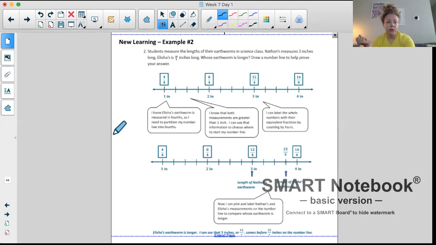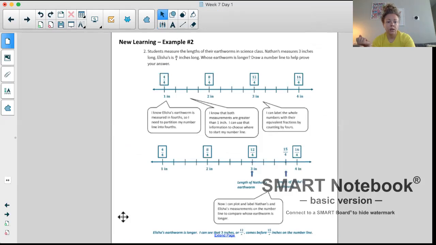All right, so we have a new learning example number 2 in your packet. This says, students measure the length of their earthworms in science class. Nathan's measures 3 inches long. Alicia's is, oh, that's so small, 15/4 long. Whose earthworm is longer? Draw a number line to prove your answer.